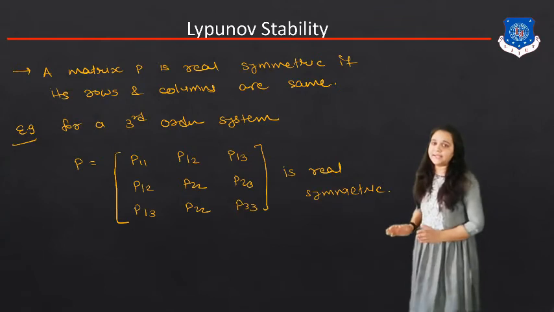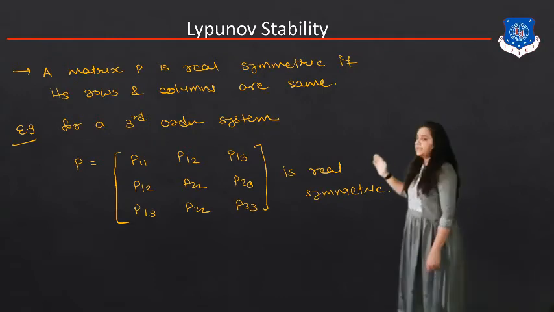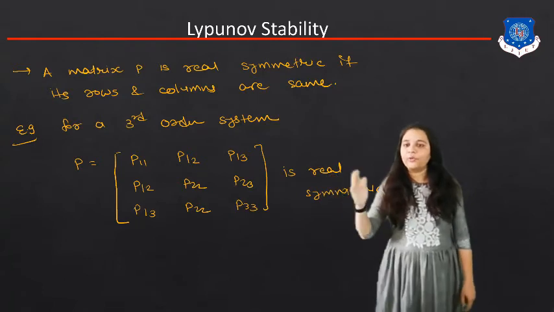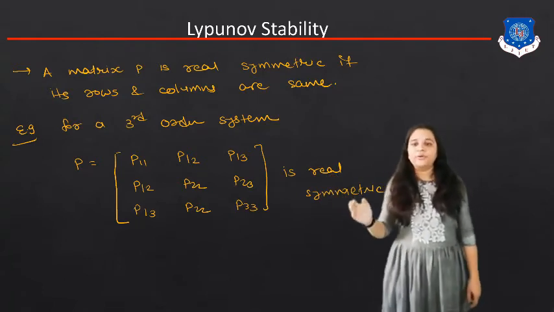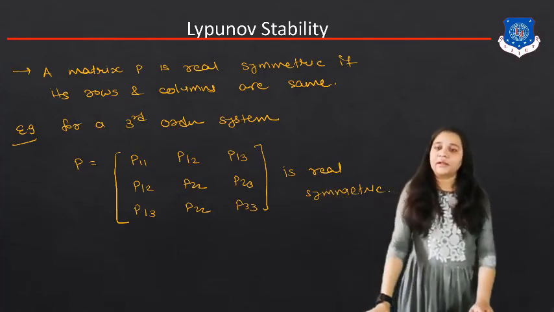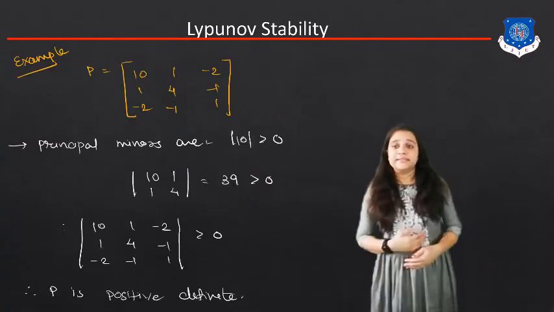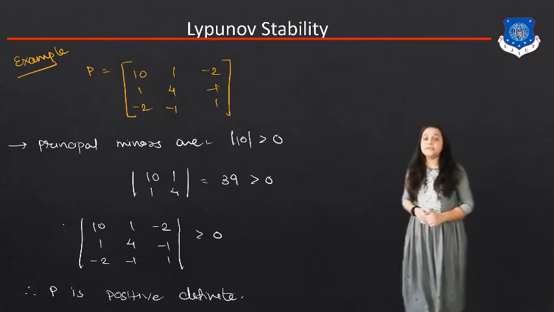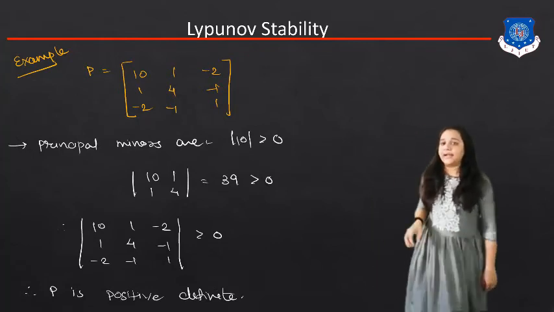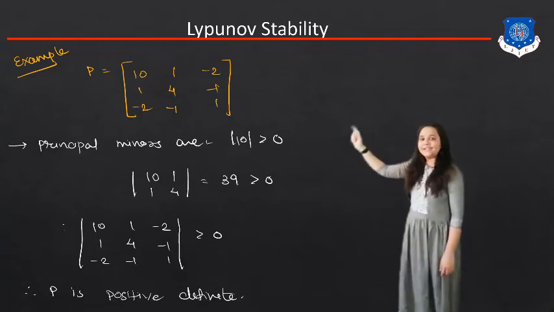Okay, if we take the example of a third order system, a 3 cross 3 matrix is given. P is equal to P11, P12, P13, P12, P22, P23, P31, P32 and P33. So it is a real symmetric matrix. Now we take one example so you can easily identify whether it is positive definite or negative definite. Okay, so here the P matrix is given as 10, 1, minus 2, 1, 4, minus 1, minus 2, minus 1, 1.